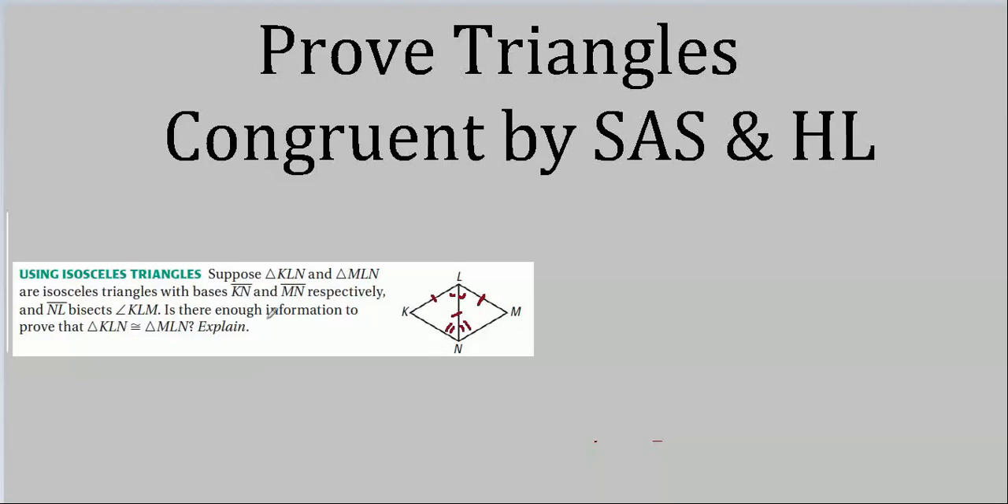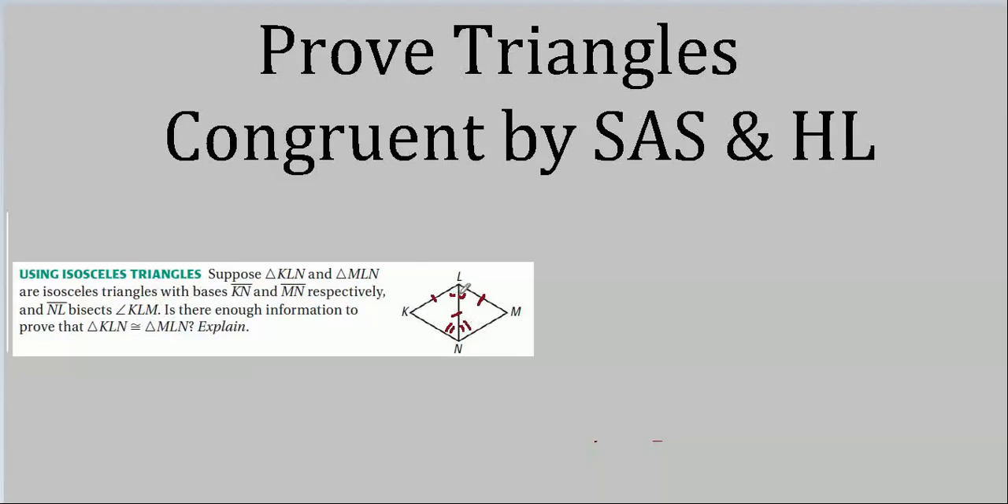Is there enough information to prove this congruence? Well, let's see here. The fact that this angle equals this angle, I think that's probably extraneous. That might have been part of what I meant when I said I think we have even more information than we need.